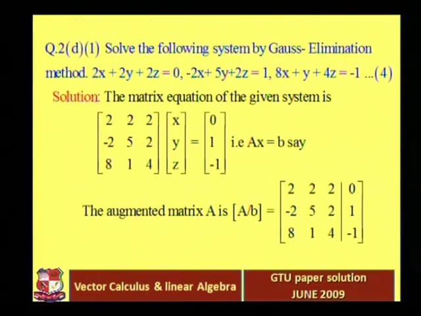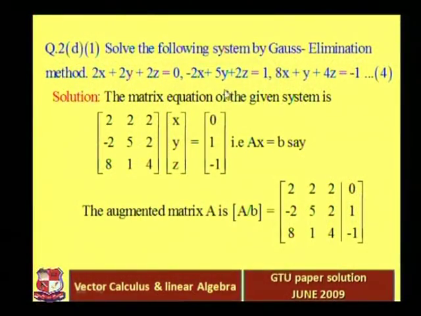Next question, question 2d. Solve the following system by Gauss elimination method. 2x plus 2y plus 2z equals 0, minus 2x plus 5y plus 2z equals 1, 8x plus y plus 4z equals minus 1. And this question was asked for 4 marks.